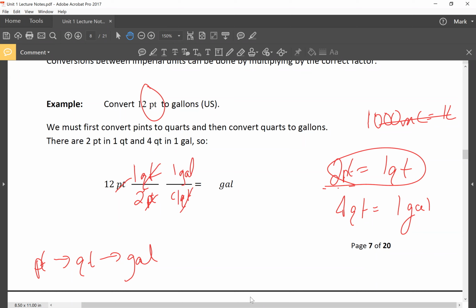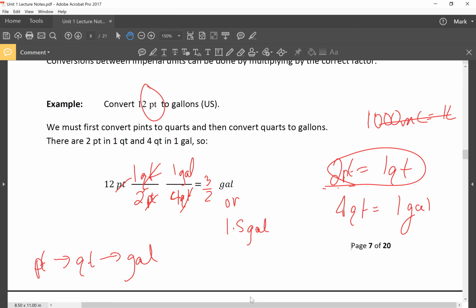So basically, I'm taking 12, dividing it by 2, and dividing it by 4. So 12 divided by 2 is 6. 6 divided by 4 is, well, let's get this as a decimal. So it turns into 3/2, or you could just say 1.5 gallons.